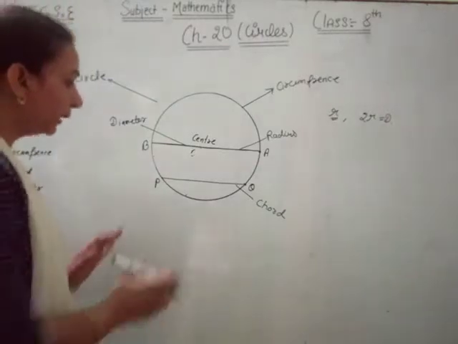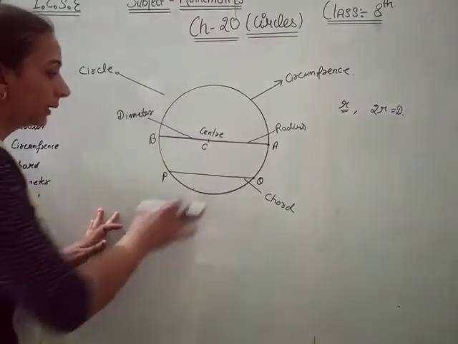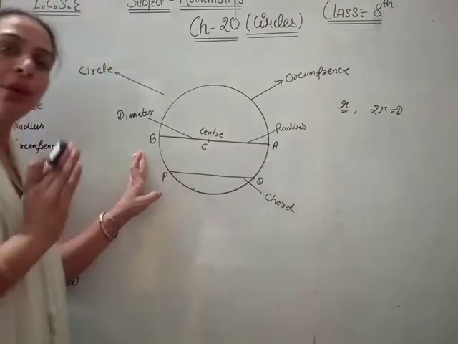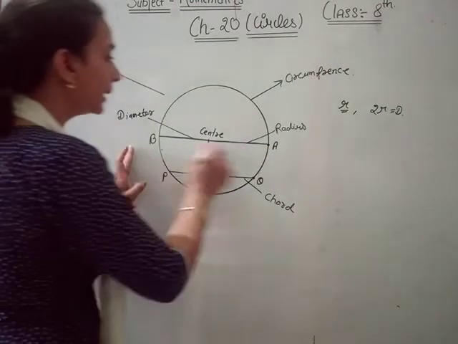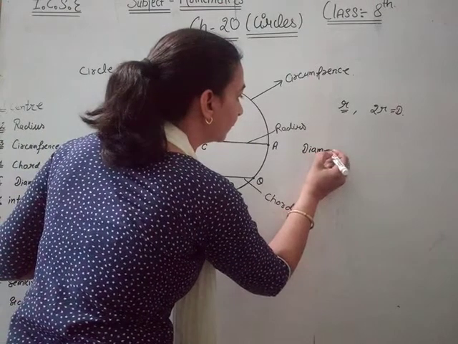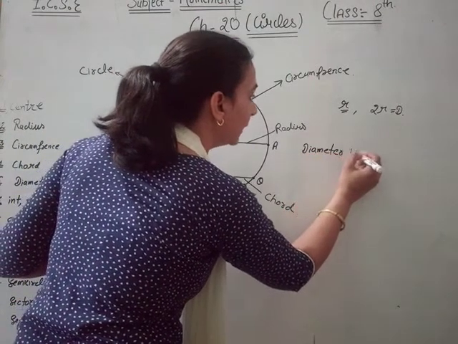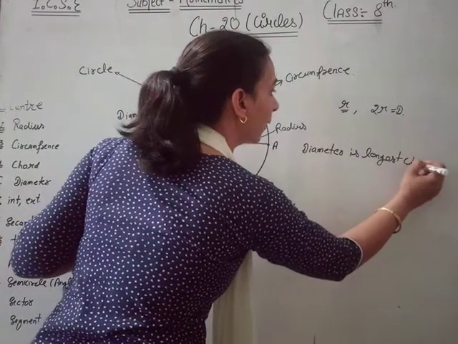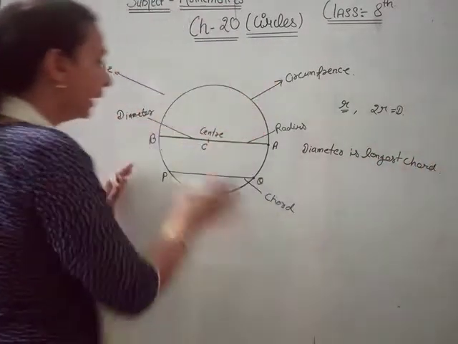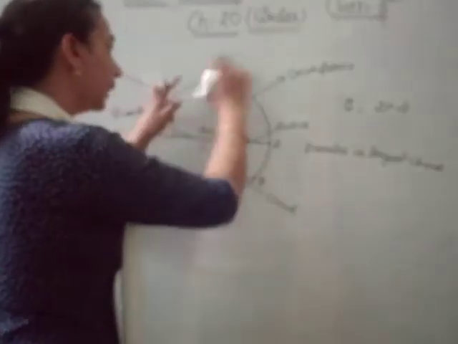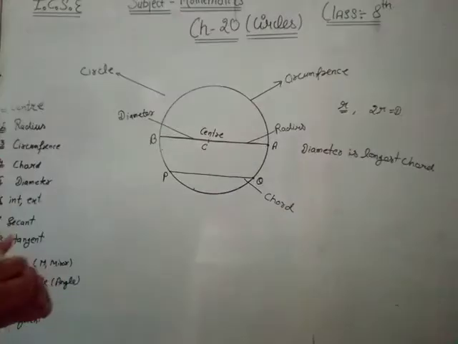And students, we know that a line segment like this is also a chord. Students, the diameter is also a chord of the circle, and this is the longest chord. The diameter is the longest chord of a circle, because this is also a line segment and its two end points lie on the circumference of the circle. Okay.